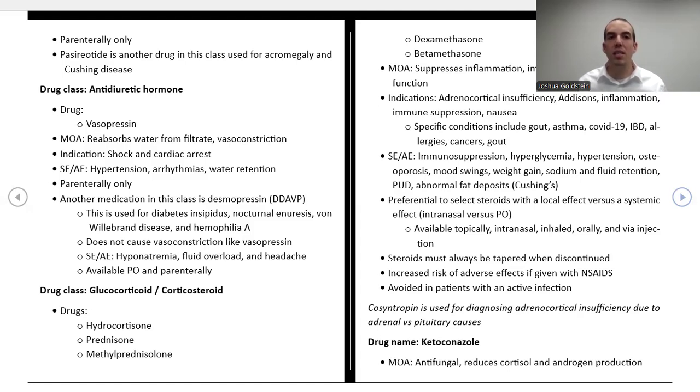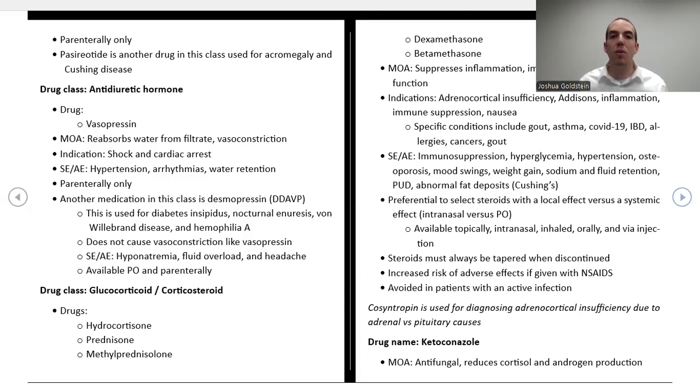First, we're going to talk about vasopressin. Vasopressin is ADH. It reabsorbs water from the filtrate like it's supposed to, but it also has a second overpowering action, and that is vasoconstriction. Vasopressin is a drug that has very powerful vasoconstriction properties. So because of that, we don't really use it for diabetes insipidus. We do use it for shock and cardiac arrest.